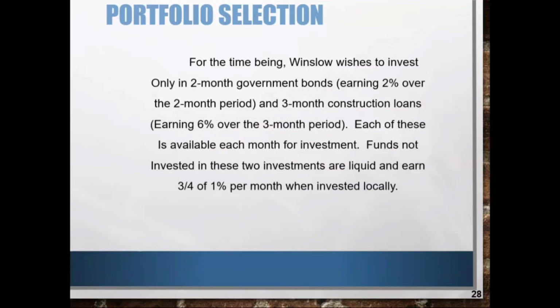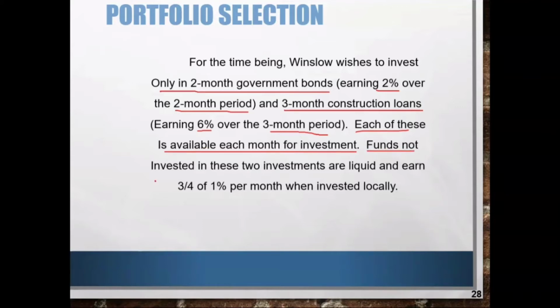Next is, for the time being, Winslow wishes to invest only in 2-month government bonds earning 2% over the 2-month period. So it will earn 2% after 2 months. And 3-month construction loans earning 6% over that 3-month period. So it will earn 6% after 3 months. Each of these is available each month for investment.